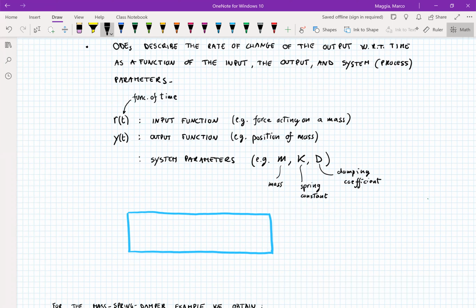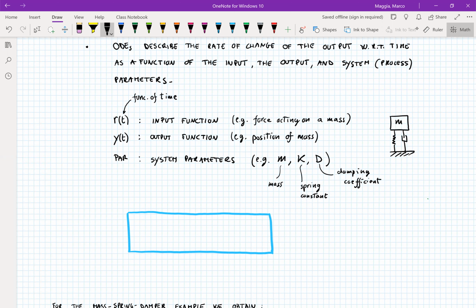And also we have some system parameters. I'm just going to call it PAR, short for parameters. Can we have an example of a system modeled by ordinary differential equations? Yes, as we saw at the very end of last lecture, we can consider a mass spring damper system. So we have a mass connected by a spring and a damping element to a base.